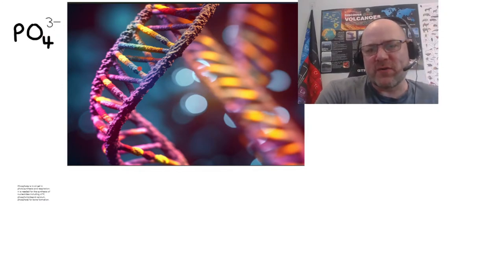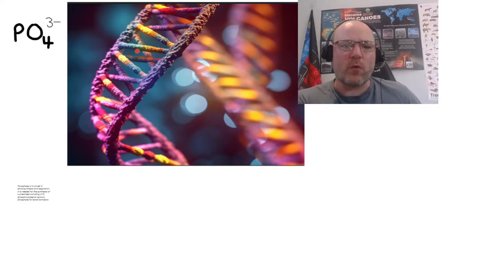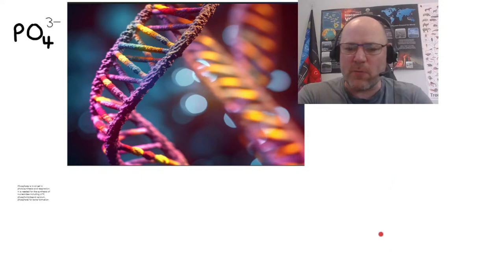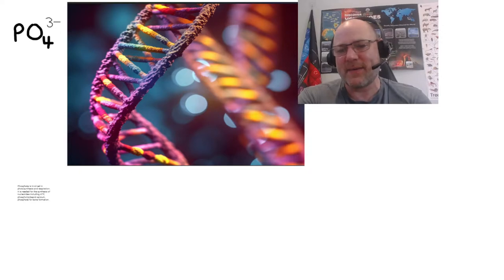Why have I got a picture of this molecule here? Can you work out what this image is of? It's not the greatest image in the world, but can you work out what this molecule is supposed to be? So if you can, give yourself a clap.